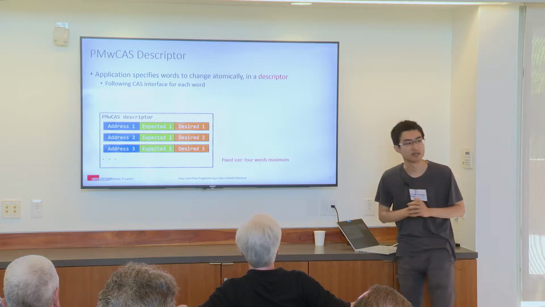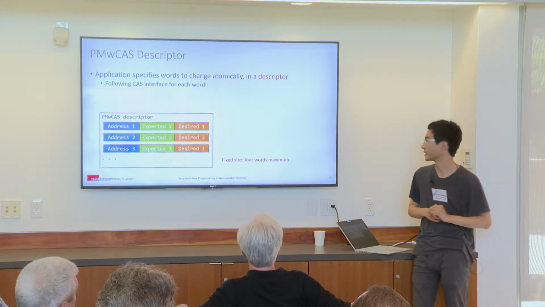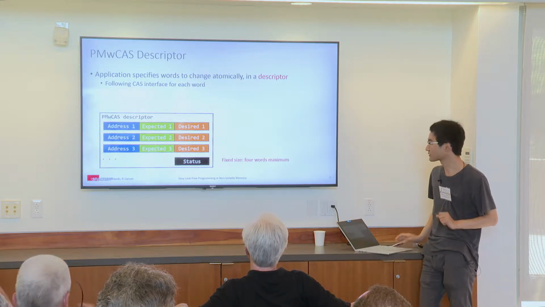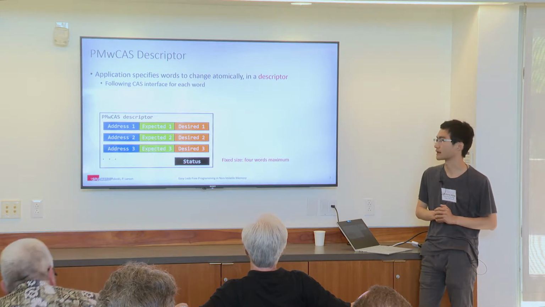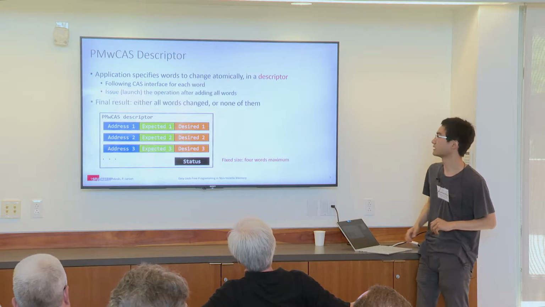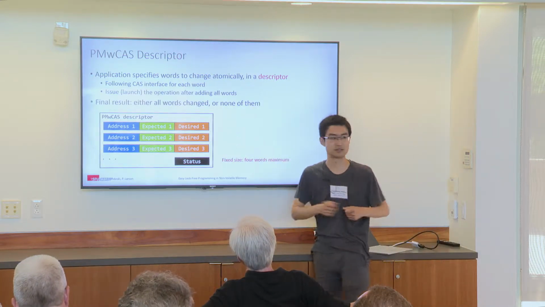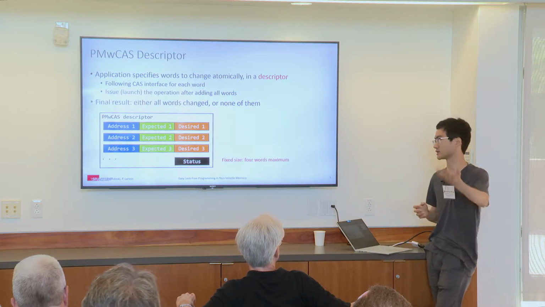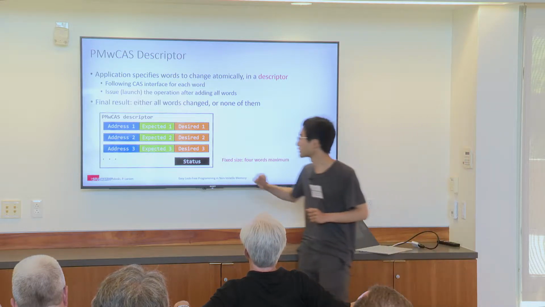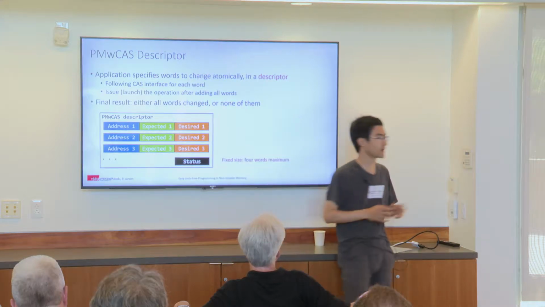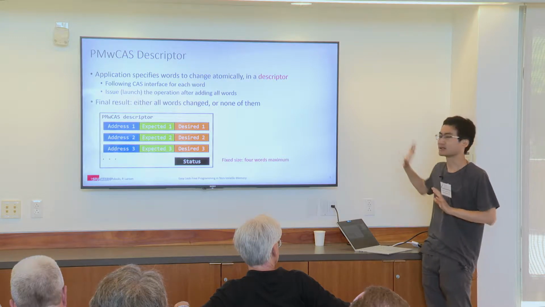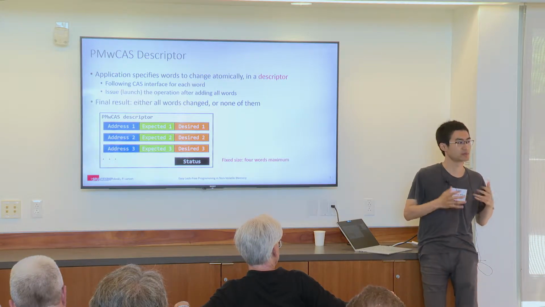We align it to cache line boundaries, and it holds 4 words maximum. That's the initial design; we'll come back to this later. There's also some status information that you have to maintain to track the progress of the PMwCAS operation. After you fill in all these details, you can issue this PMwCAS operation, saying, I want to do it now. The final result would be either all the words are changed or none of them. They're all changed only if these expected values match what's actually there in the memory words. Okay, so that's basically the idea of this PMwCAS library.